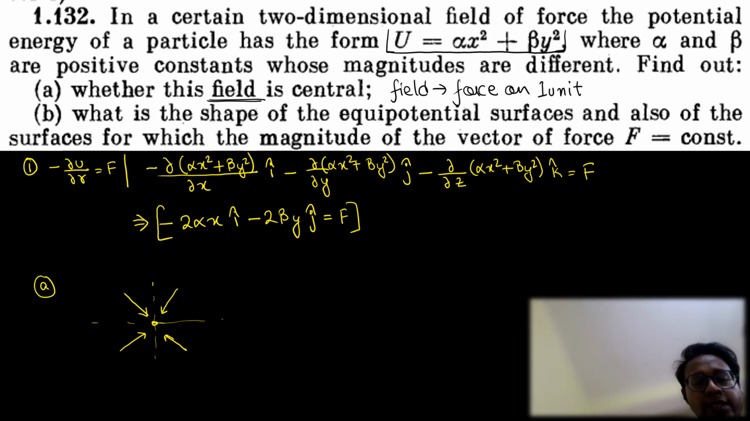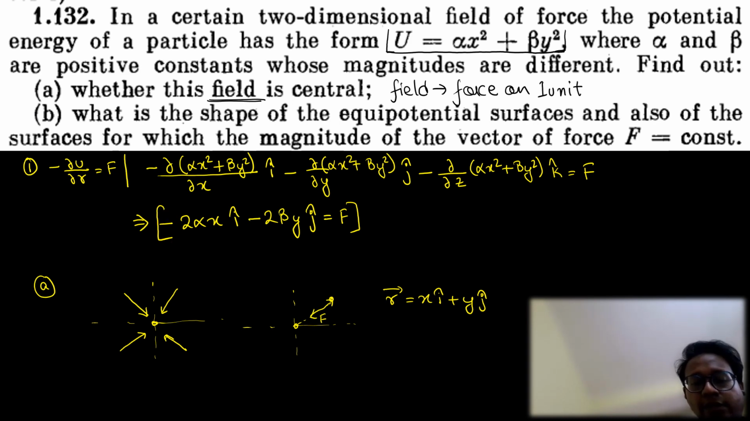See out here, for any point, assume any point x comma y. Let this be a Cartesian coordinate. This is the origin. Now what is the r vector? R vector is nothing but xi plus yj. So if you input this value of x and y in this equation and the force points towards the origin, then this equation is said to be a central field.